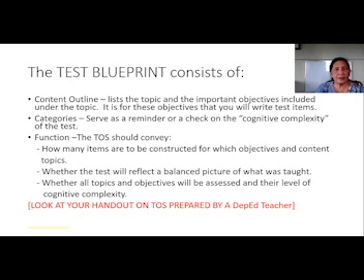Now, these are the essentials of the test blueprint. Take note, please. It has to have a content outline. Very important. It lists the topic and the important objectives included under the topic. It is for these objectives that you will write test items. The test items not aligned with the objectives are not valid test items. Take note of that. So alignment is very important.